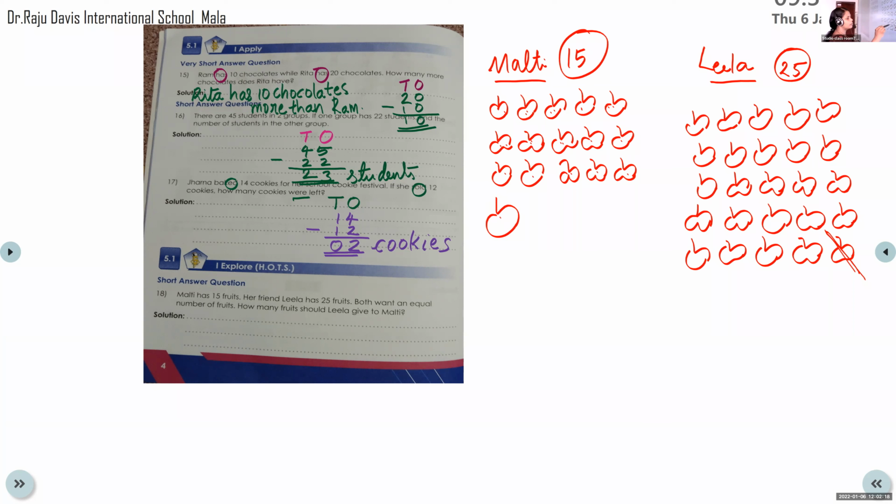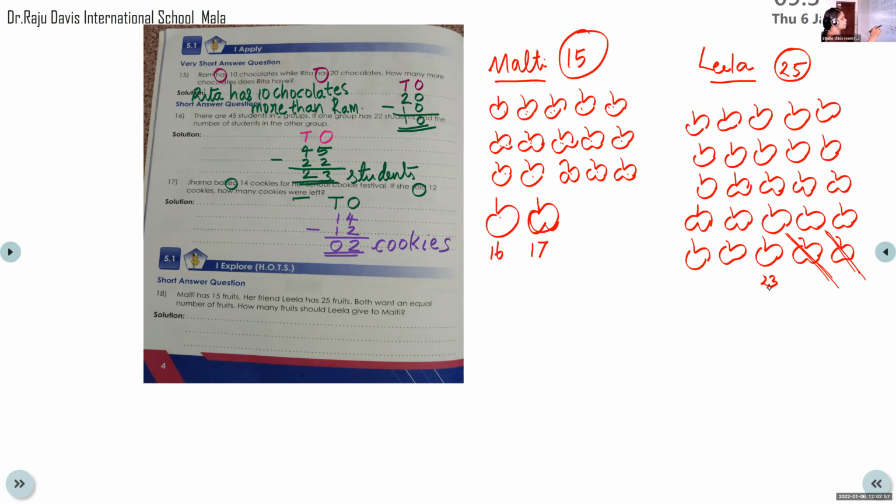Now Leela is giving one more fruit to Malati. So Malati got one more. It was 16, now it becomes 17. Now Leela becomes 23, because it was 25, she gave one and it became 24, she gave one more and it became 23. Is it equal now? 17 and 23? No, she should give some more fruits.